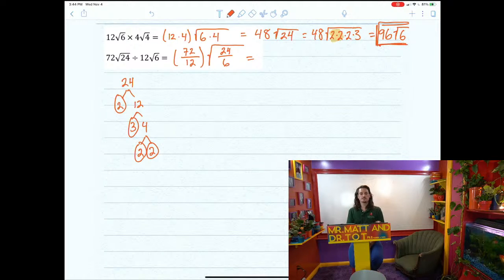For the second problem, 72 root 24 divided by 12 root 6. 72 divided by 12 is 6. 24 divided by 6 is 4. Now notice that 4 is a perfect square. So the square root of 4 is actually 2. It evaluates just into the number 2. 6 times 2 is 12. So your answer to the second problem is actually just the value 12. If you have any questions, then please let me know.